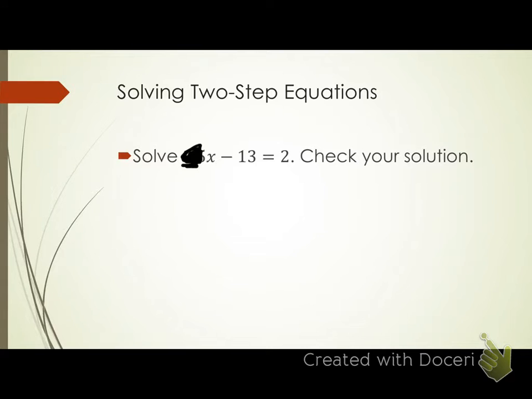So if that was my equation without the 2.5, what would be my one step to get x by itself? Add 13 to both sides. I'd get x equals 15. Very good. Or I had something that looked like that without the minus 13. What would I do to get x by itself? Divide by 2.5. What do you think my first step is right now to get x by itself? Add 13 to both sides. Very good.